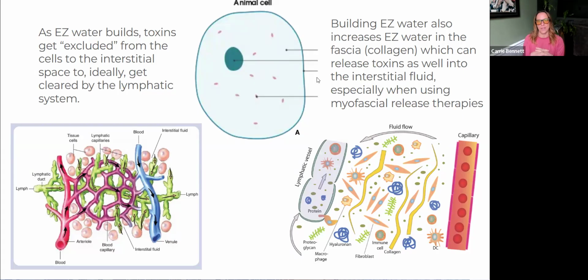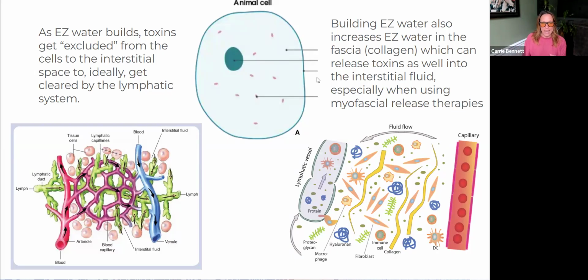Well, what do we do then through the lens of detoxification and light? In my opinion, it's very important to get a client's light environment right, including infrared light application on the body. Because as the client starts to build exclusion zone water through infrared light on the skin, that exclusion zone grows and it allows any toxins that are trapped inside of the cell to get pushed out, excluded from the cell, where it can go into the interstitial space around the cell.